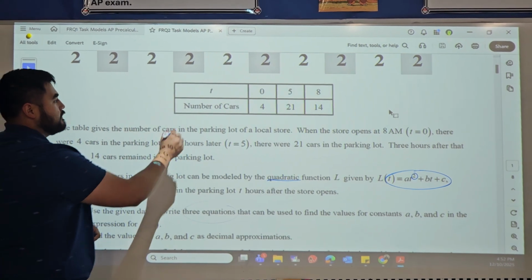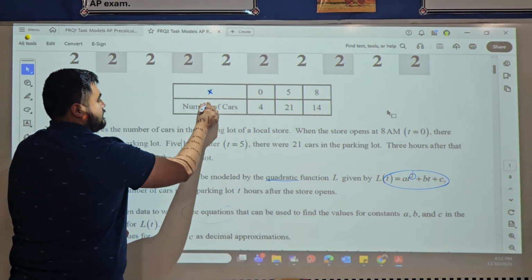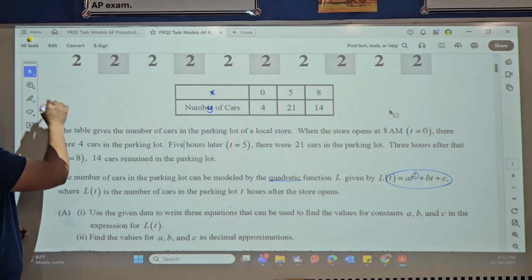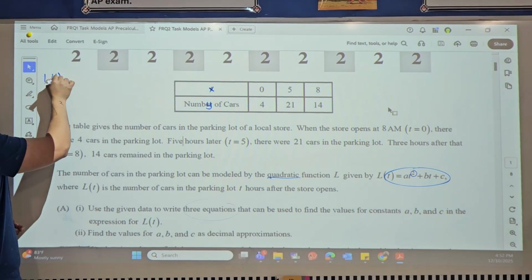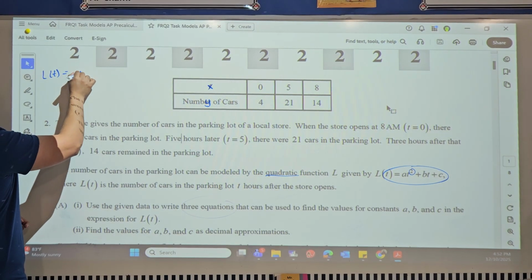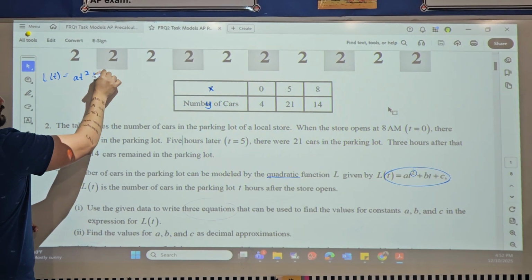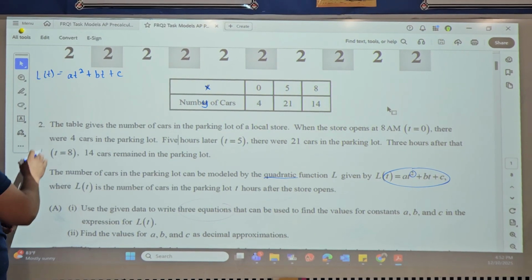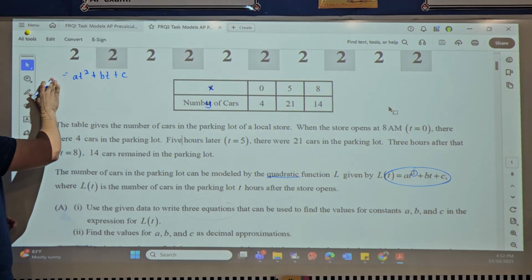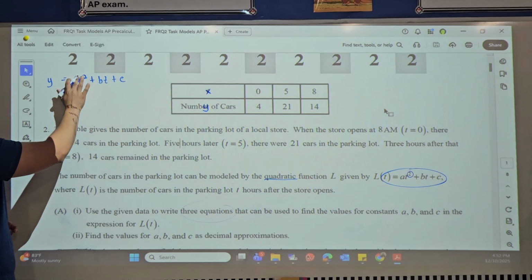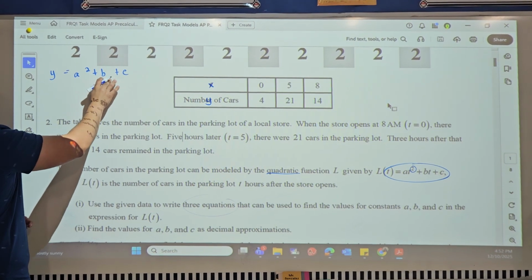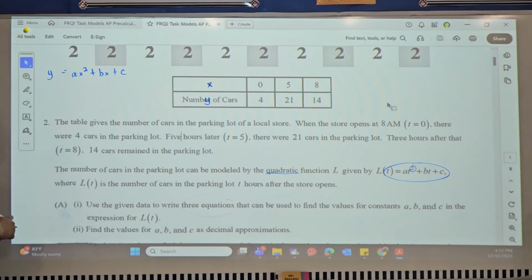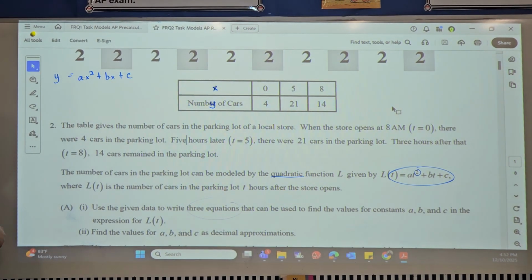given these 3 points. So this is x and this is y. So for my 3 points, I'm going to use the equation L of t equals at squared plus bt plus c. Now all I have to do is switch the function name to y, and this t here and this t here are now going to be x and x. This is going to guide me to plug in those equations.